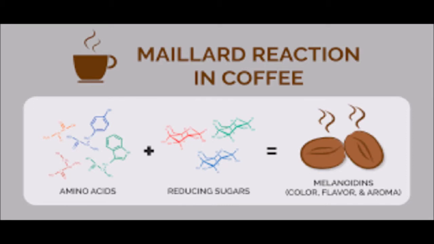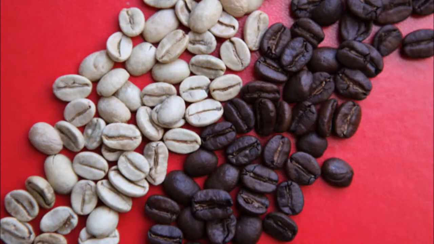Lighter coffee tends to only have one crack during the roasting process, but much darker coffee can have up to two cracks and more during the roasting process.